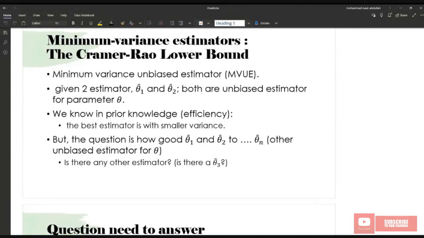Today we're going to start a new topic under properties of good estimation. Yesterday we already looked at the unbiased estimator, and we also looked at the efficient estimator. Under the efficient estimator, we know that when we have two estimators, the estimator that has the lowest variance is an efficient estimator. So let's say we have more than two estimators.